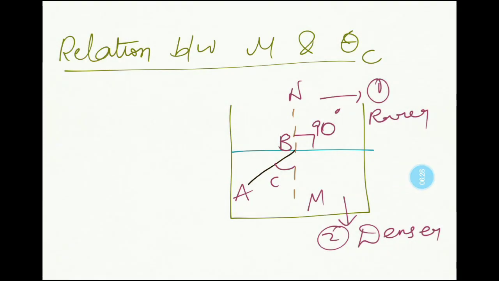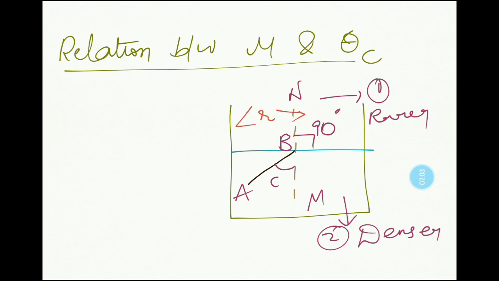So I am going to derive the relation between the refractive index and critical angle. First, we are going to consider a ray of light, that is AB. This is the ray of light. It is traveling from the optically denser medium to the optically rarer medium, such that the angle of refraction in the optically rarer medium is 90. So in this way it is going. Here the angle of refraction is 90 degrees.